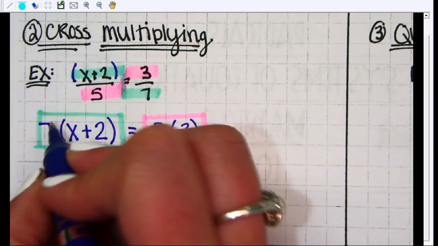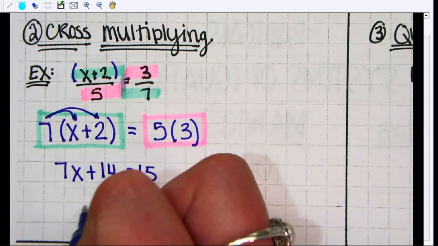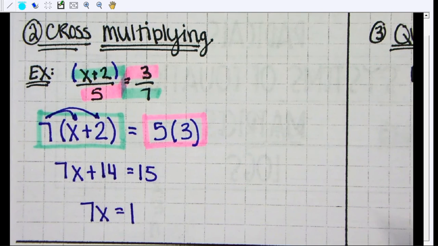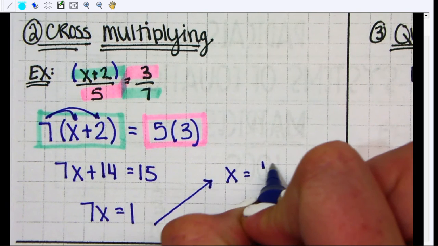So make sure that you distribute the 7. When I subtract the 14, I'm going to get 7x equals 1. Dividing both sides by 7, x is 1 over 7.